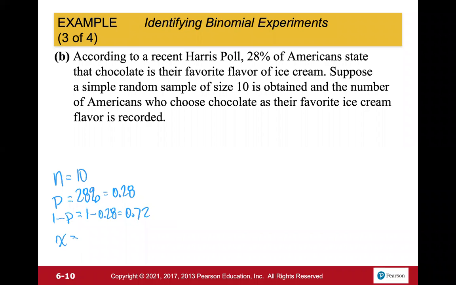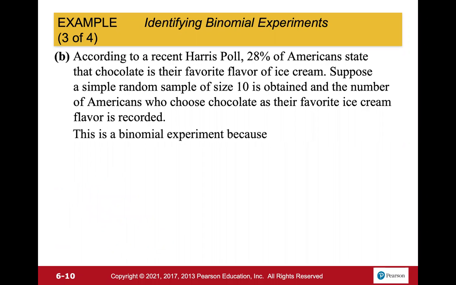And lastly, for x, our value of x is going to be anywhere between, so n is equal to 10. So x could be anywhere from 0 to 10. So we have a possibility of 0, 1, 2, all the way up to 8, 9, and 10. So 10 is the highest value because we're only taking that simple random sample of size 10.